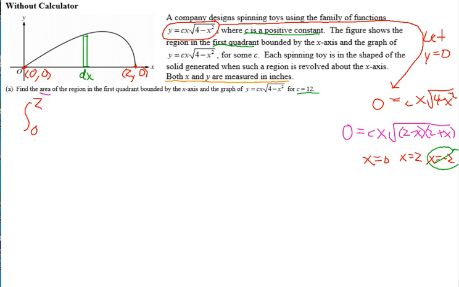And then for area, remember, when you have a vertical rectangle, it's just the top minus the bottom. And the top is this function right here, y equals cx square root of 4 minus x squared. The only difference is we have a specific c value, 12. So in this case, that would be 12. Put in for c, 12x square root of 4 minus x squared dx.